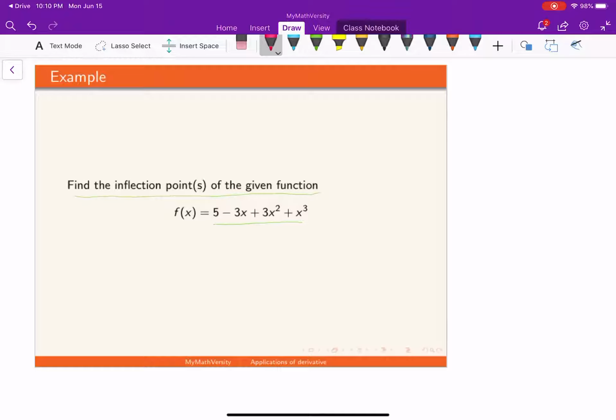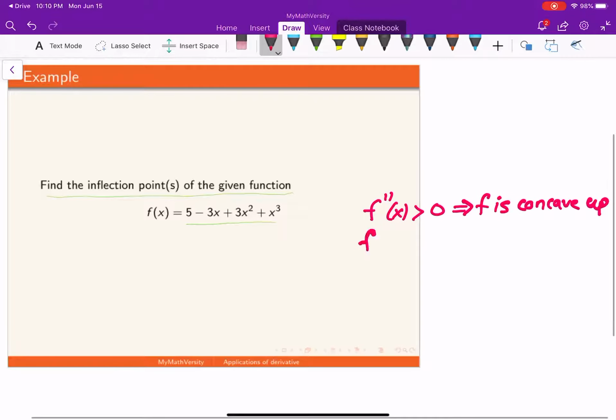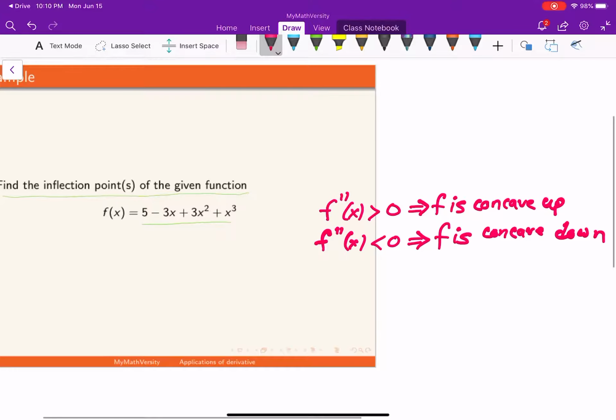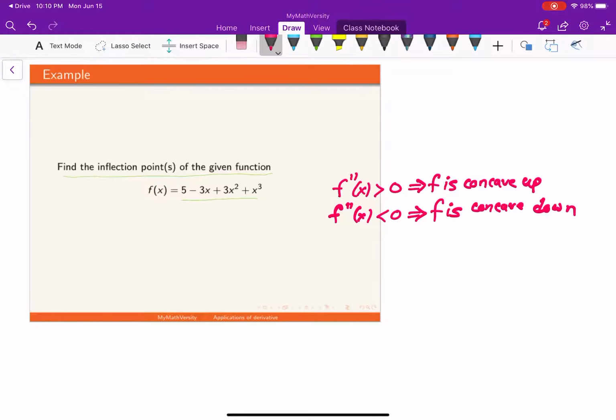If you are still not sure what the concavity test means, then watch that video first, okay? But as a summary, if the second derivative of the function is positive on a certain interval, then the function is concave up. If the second derivative of the function is negative on some interval, then on that interval f is concave down. So this is the fact we are going to use first to determine where the curve is concave up and where the curve is concave down.